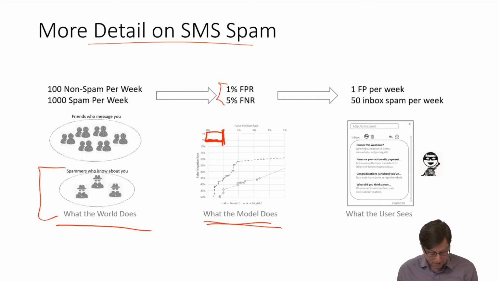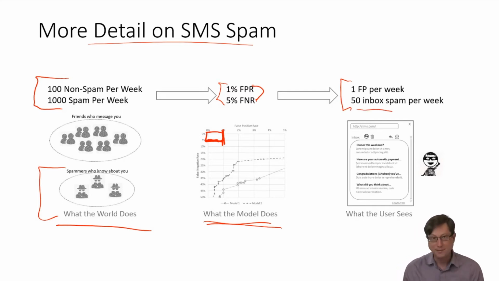So with this false positive rate and this false negative rate and this particular world, a user will see one false positive per week, and they'll see 50 spam messages in their inbox per week. That does sound kind of like a lot. And if you do the simple math, you'd see that that means 1/3 of their inbox is spam, or their SMS inbox is spam.